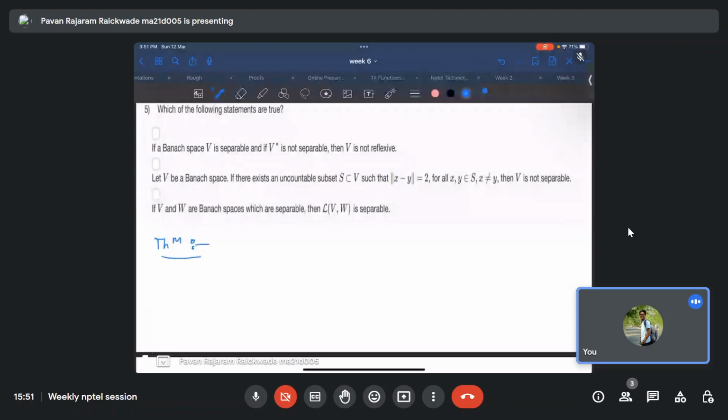You should know a theorem here: if X is Banach, then X star separable implies X separable.